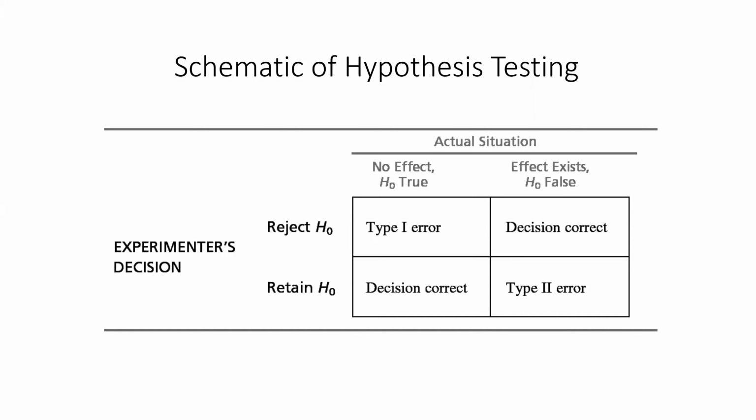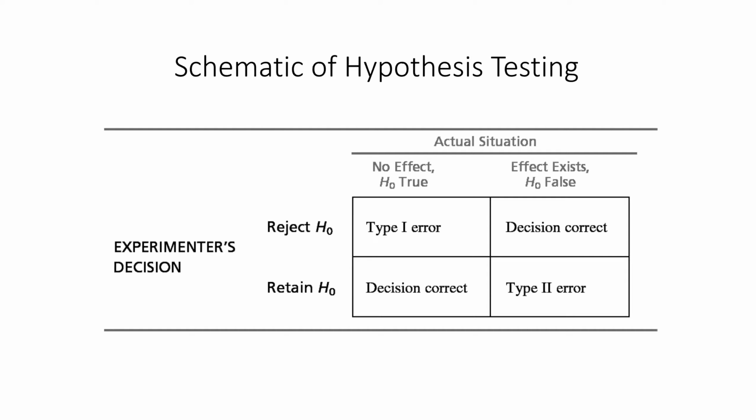The experimenter's decision based on obtained data can either be to reject the null hypothesis, top row on the left, or to retain the null hypothesis. And these are the data-based decisions. Those decisions are based on sample data that are intended to represent actual reality, an actual situation about which we can only hypothesize. But we posit that the actual situation exists.